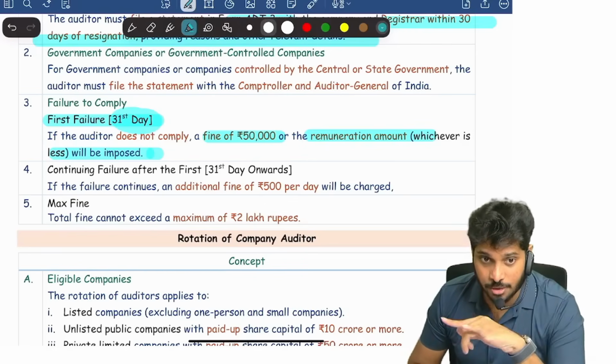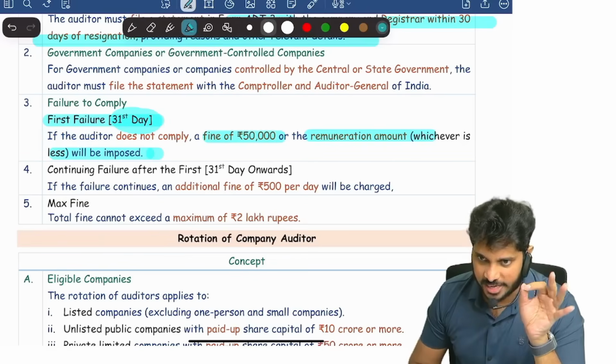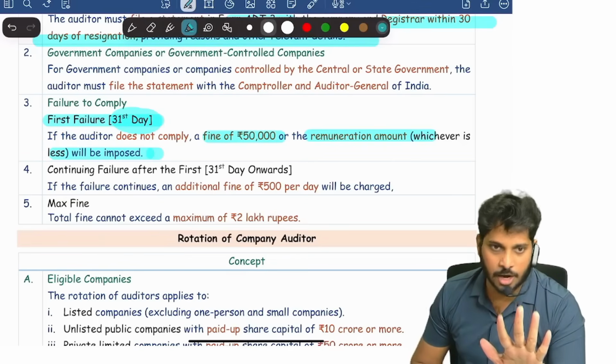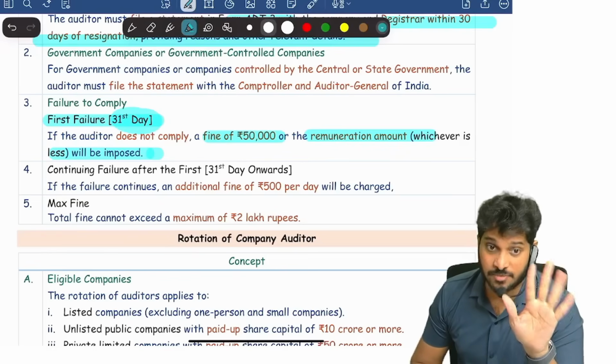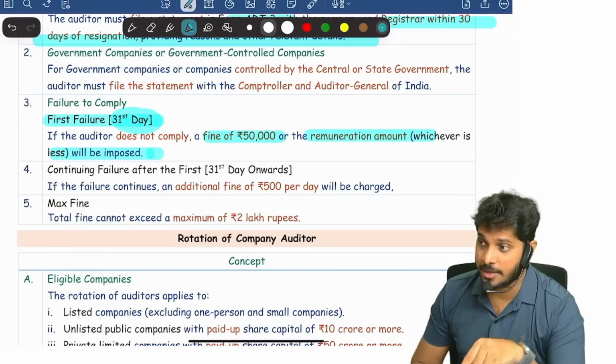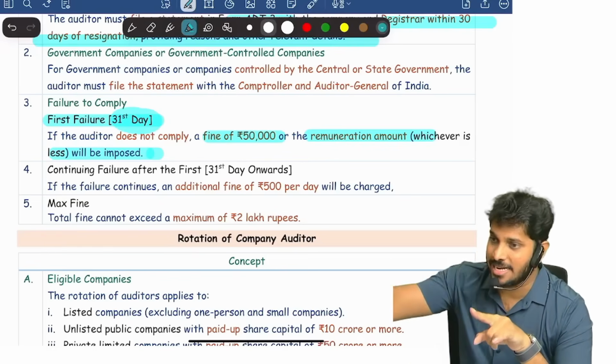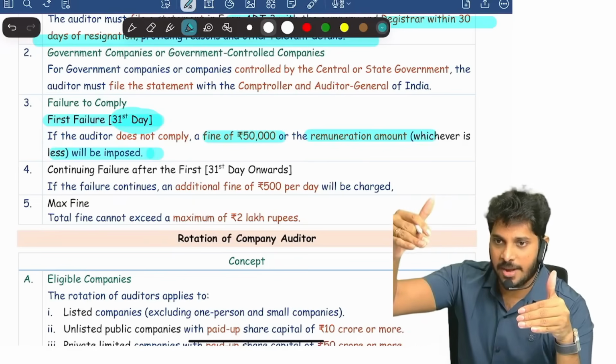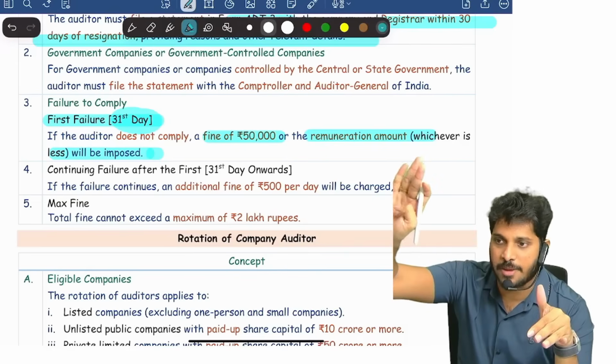How many days late did you file? 10 days. First, the 30th day is over. Once the 30th day is over and the 31st day is crossed, there is a 50,000 penalty or the remuneration, whichever is lower. That is the fixed penalty. Plus, a variable penalty: 500 rupees multiplied by 10 days is equal to 5,000. For example, if the fees are 35,000 and the penalty is 5,000, the total penalty is 40,000.